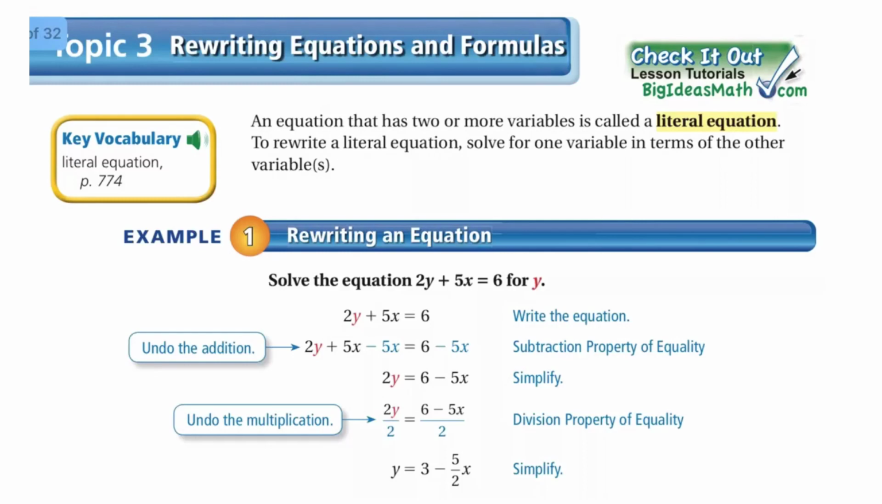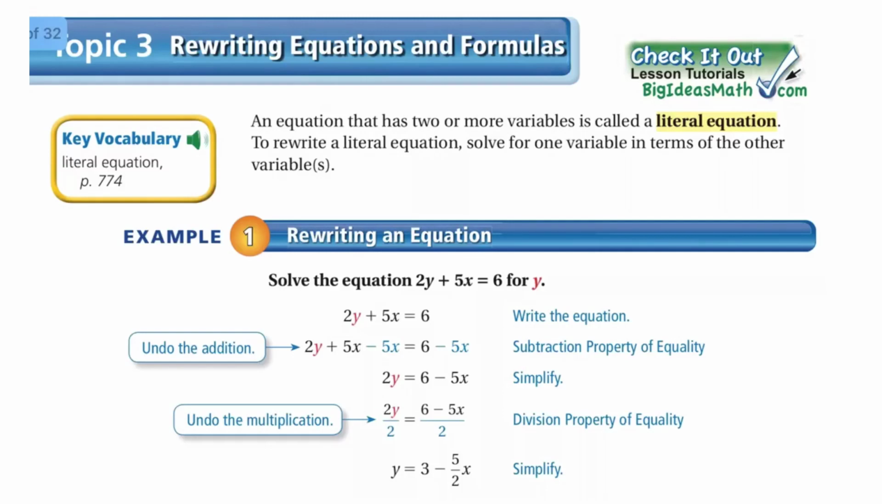Example 1 says, solve the equation 2y plus 5x equals 6 for y. So we're solving for y. That's the variable we need to isolate or get by itself. We do this just like we would if there was only one variable, by following the same rules. The first thing we're going to do is get rid of the 5x. So we're going to subtract 5x from both sides.